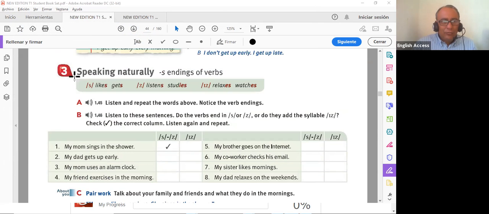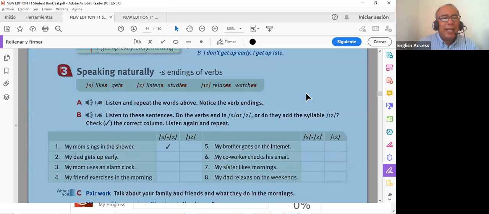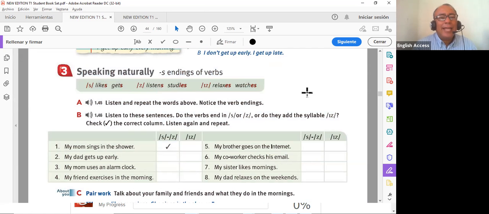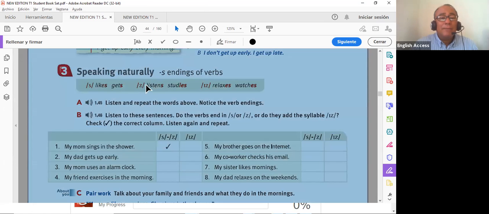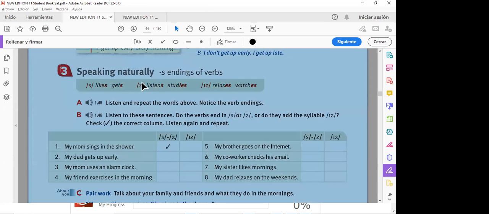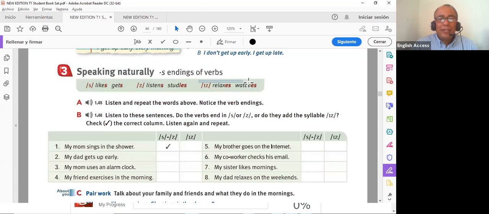Now, these are the endings. We have 3 different sounds, and we need to check them very quickly because the first sound is s, like s. Repeat after me, like s. Like. Number 2, z. It's like a little, like a V. Z. Listens. Listens. Studies. Studies. And finally, this one is similar to, how to say, another vowel, something like that.